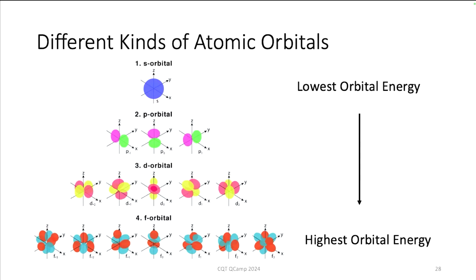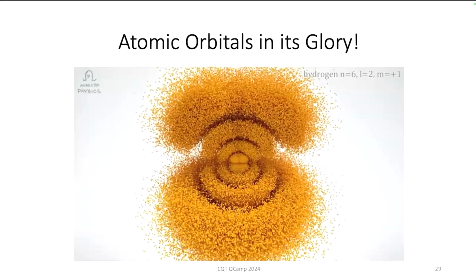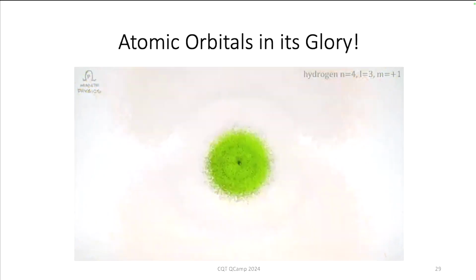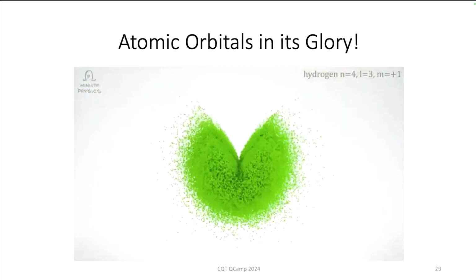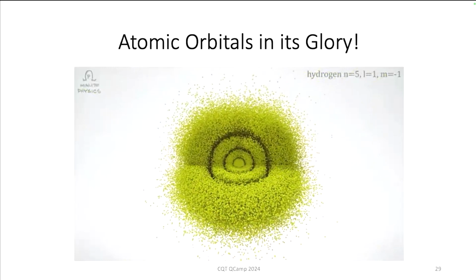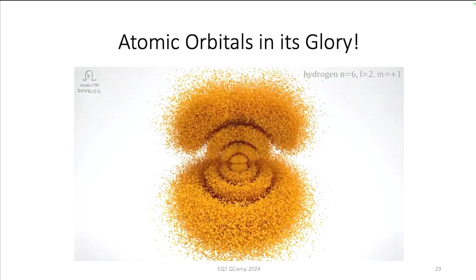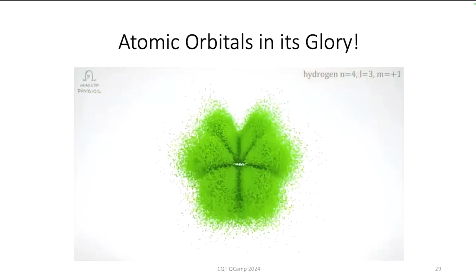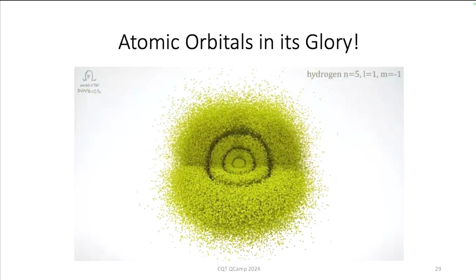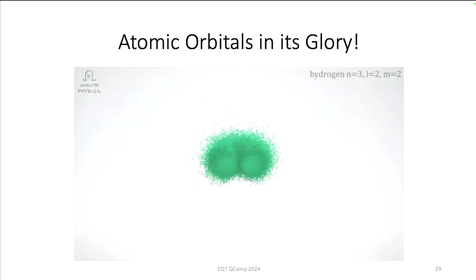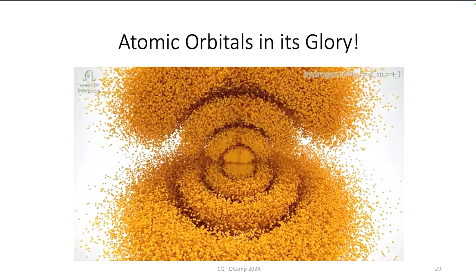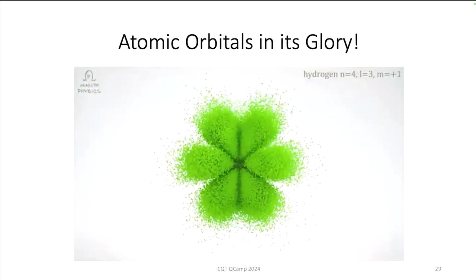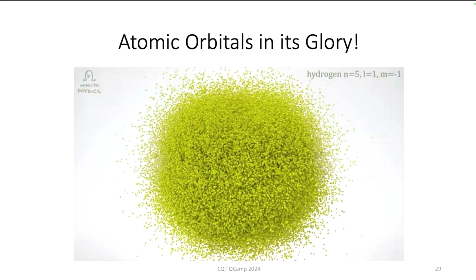And then these are all the different kinds of orbitals. So if you combine everything together, right, you'll get something like this. So these are all the different eigenstates of the atomic orbital. The dots don't represent the electron; rather, the concentration of the dots represents the probability density of finding the electron. Okay. Cool, right? Looks very awesome.